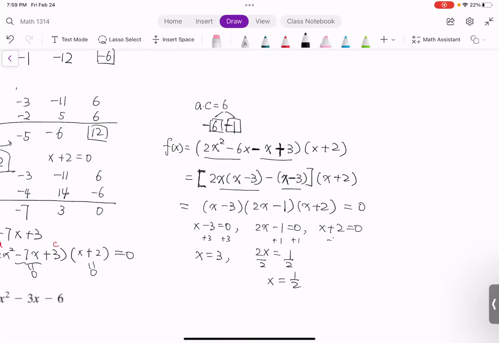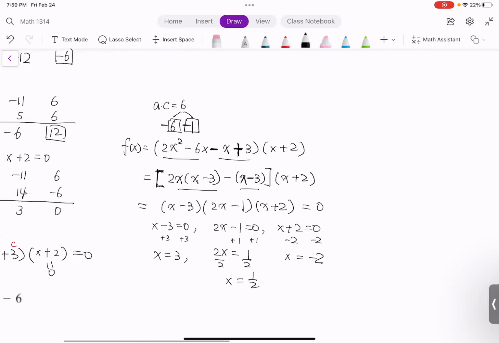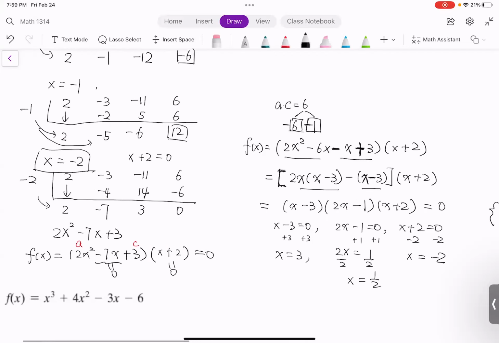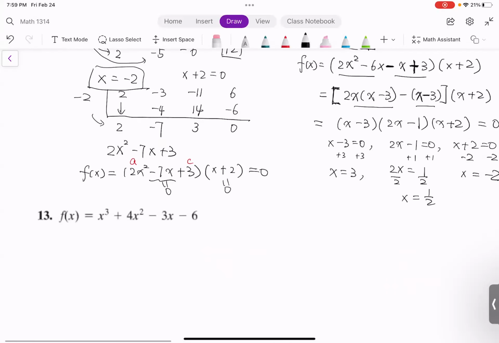And then subtract by 2, x equals negative 2. So this one, we have 3 zeros. They are 3, 1/2, negative 2. All right, let's see next example.